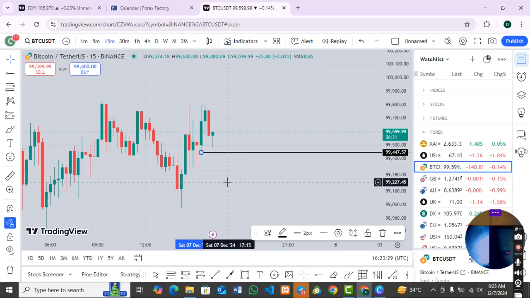So this petty mistake is also entangling beginners. So make sure you always check your lot size, you check your percentage calculator before you jump into the trade as a beginner.